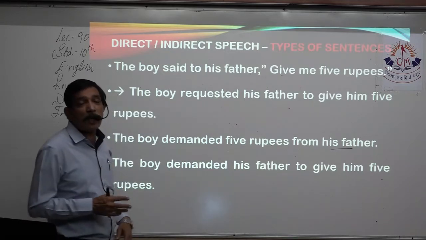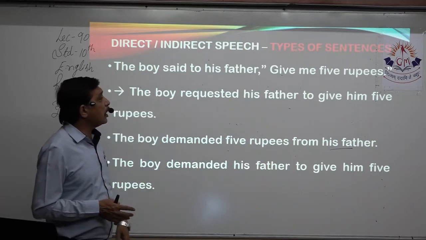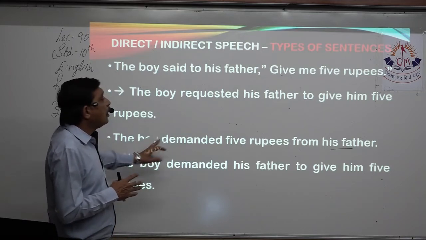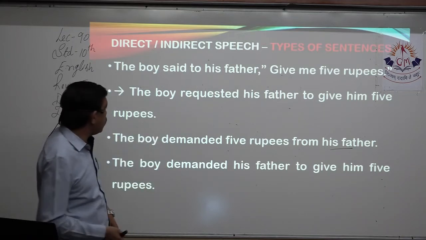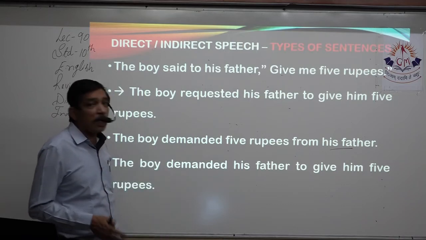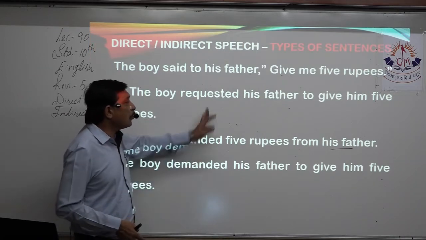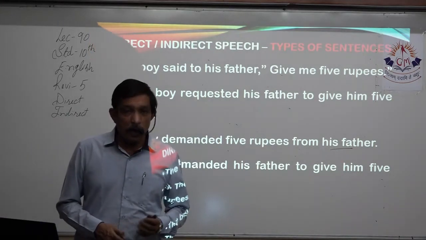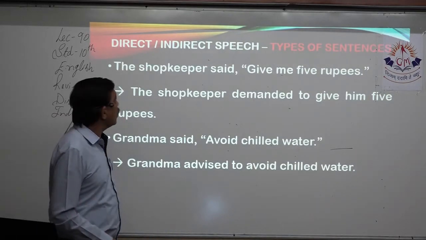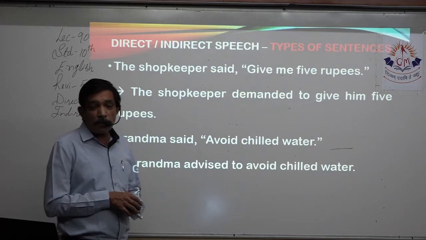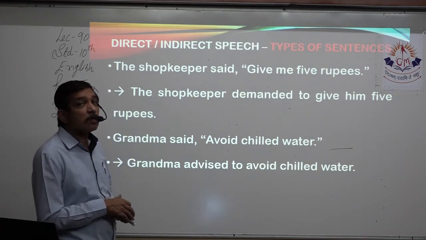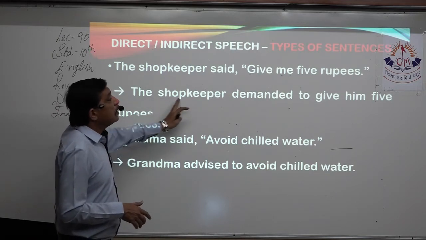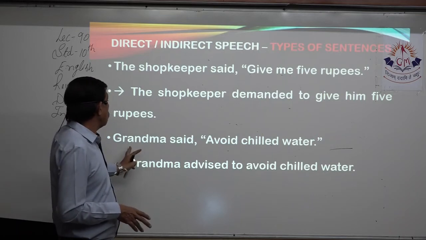The boy is requesting his father to give me. So the boy requested. We don't use that. His father to give him. Yes, or the boy demanded 5 rupees from his father. We can alternately say the boy demanded his father to give him 5 rupees. So you can use for, you can use from, you can use to, right? Depends upon the mood of the sentence. The shopkeeper, he is now asking for 5 rupees. So he is demanding because he has sold you some goods and he has a right to ask for 5 rupees. The shopkeeper demanded to give him 5 rupees.